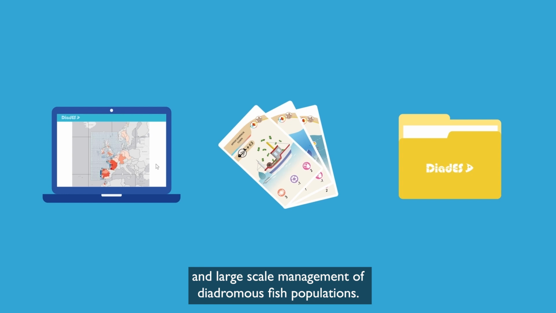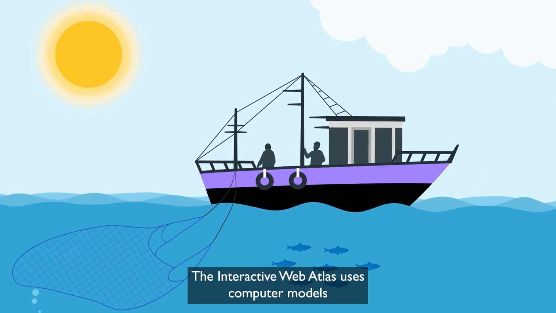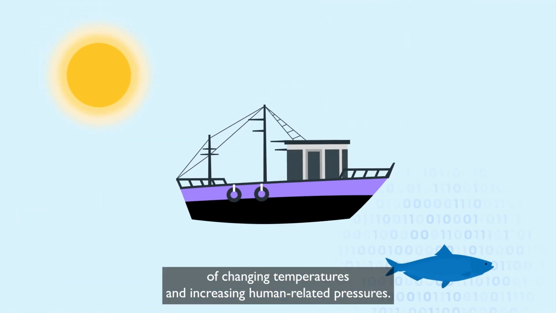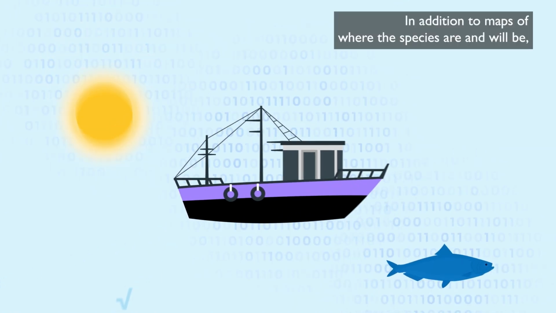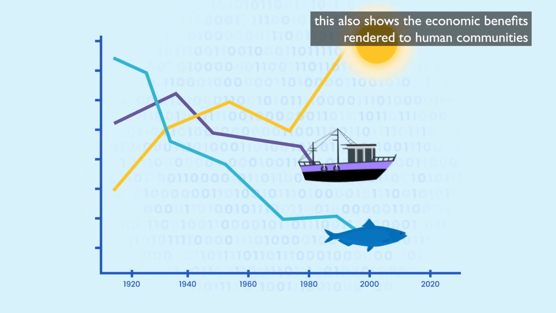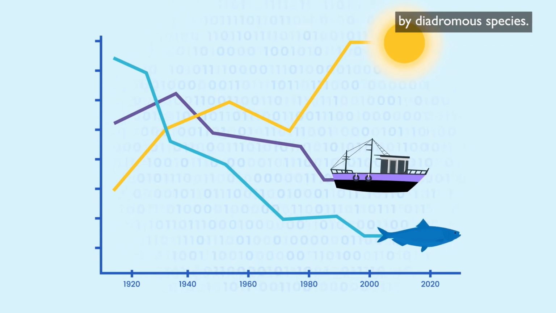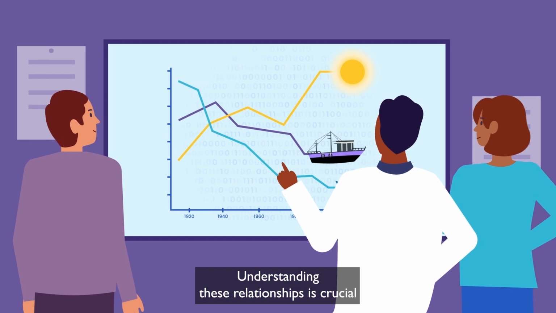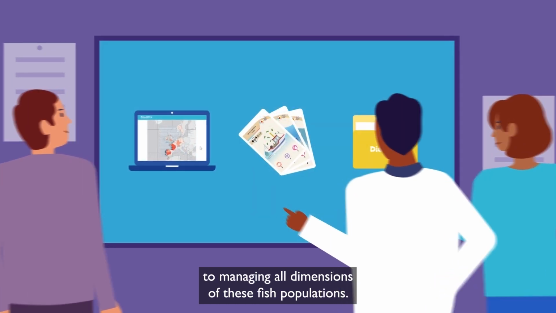of diadromous fish populations. The interactive web atlas uses computer models to predict evolving fish populations in the context of changing temperatures and increasing human-related pressures. In addition to maps of where the species are and will be, this also shows the economic benefits rendered to human communities by diadromous species. Understanding these relationships is crucial to managing all dimensions of these fish populations.